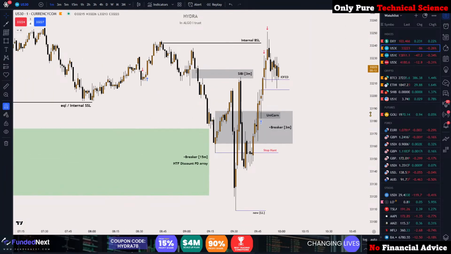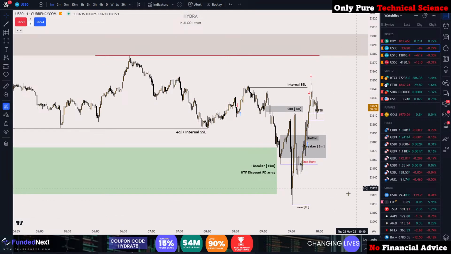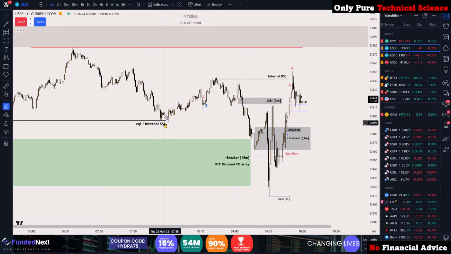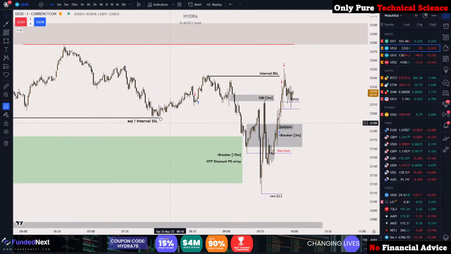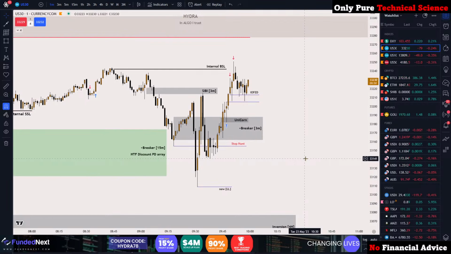So if I talk about bias, okay, I get a lot of questions about bias, and if you find it hard to decide the bias, when I started my stream, my bias was to hunt sell side liquidity, right? I wanted to see this low getting taken out. Price took it. Once price took it, what did I do here? I went to the higher time frame. I was marking higher time frame levels from where price can reverse. I was doing that, okay?